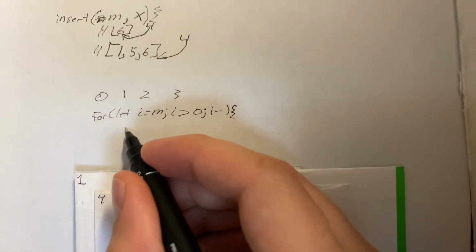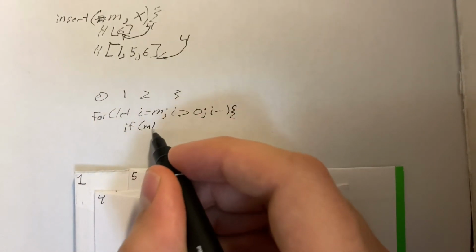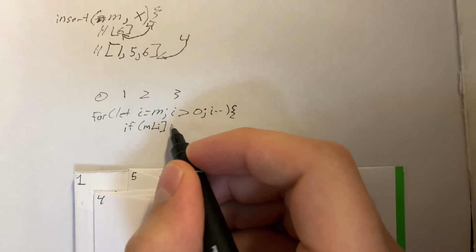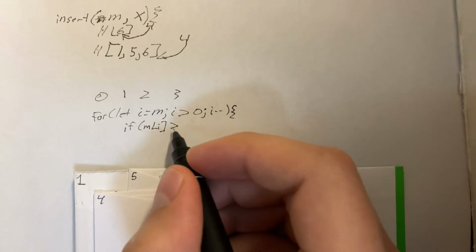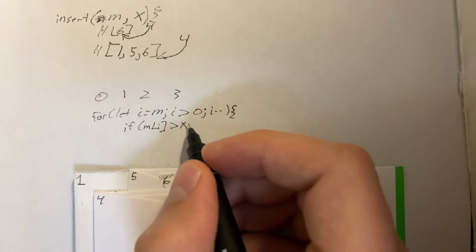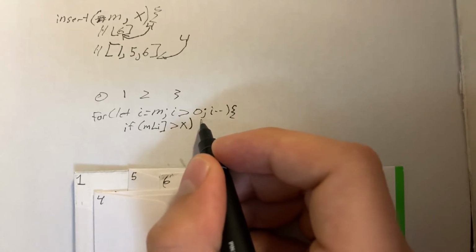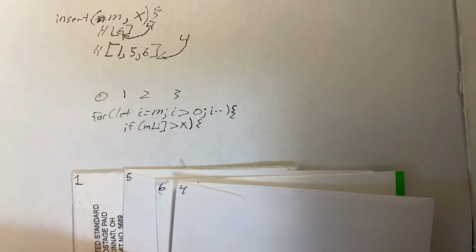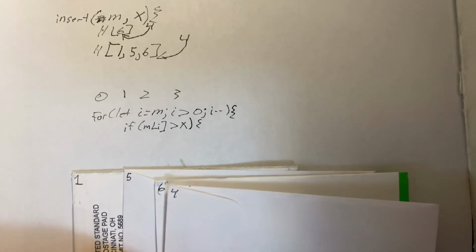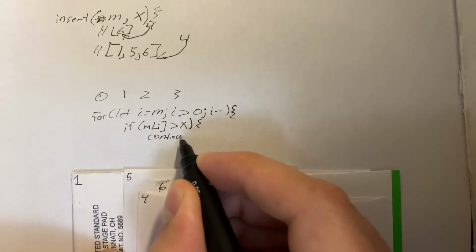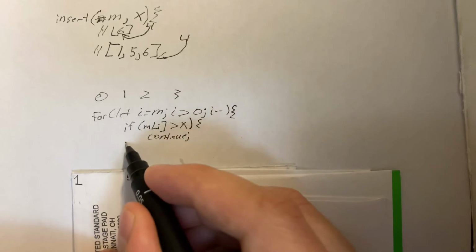Meaning, if m sub I is greater than x, we're going to do our next comparison. Meaning, if we're trying to insert 4, we're trying to find the place to insert it to. Comparing 4 and 6, and 6 is greater than 4, we need to go on to our next comparison, aka the next iteration of the loop. And we can just say continue. That's going to end that iteration of the loop and go to the next one.